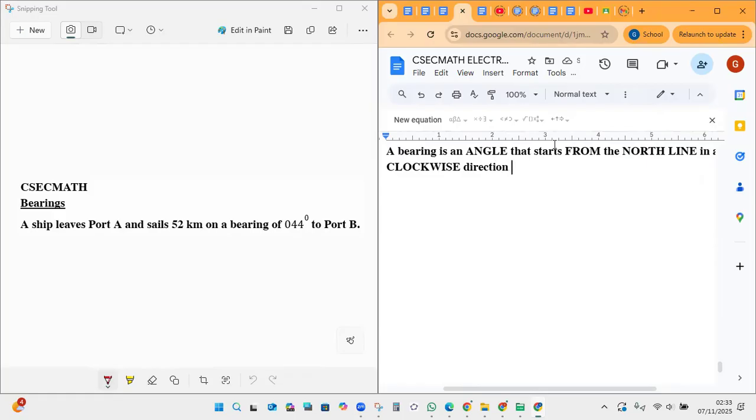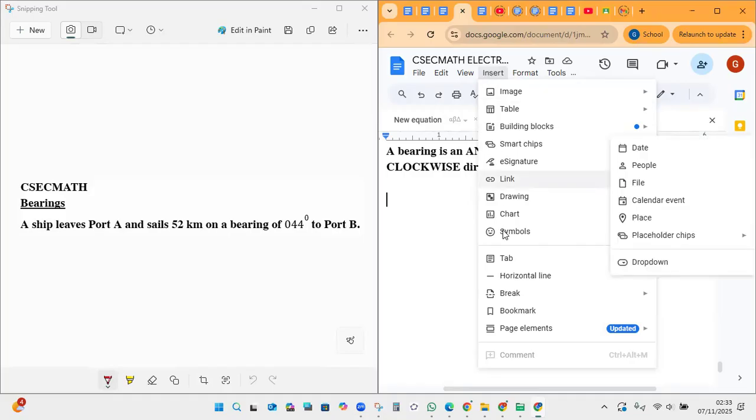So that's 1, 2, 3, 4. Okay, so missing 2 more: to the bearing line. So whatever diagram we construct must incorporate those 6 words. So let's do that.